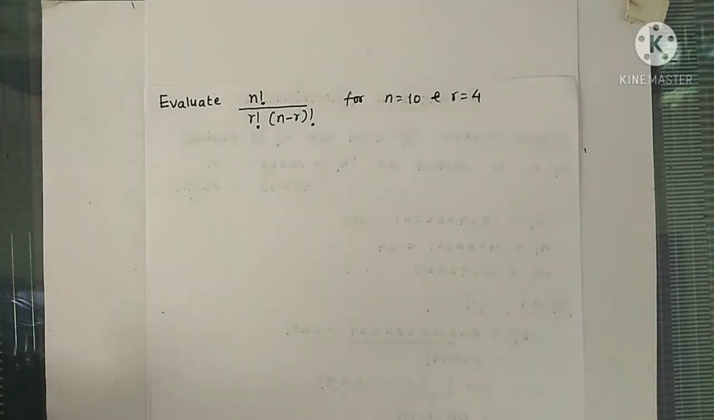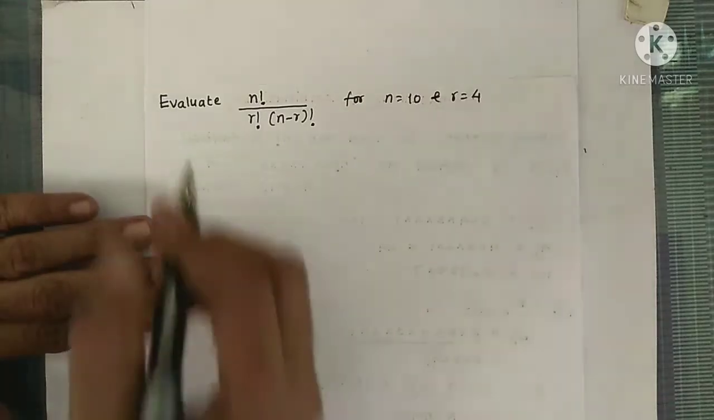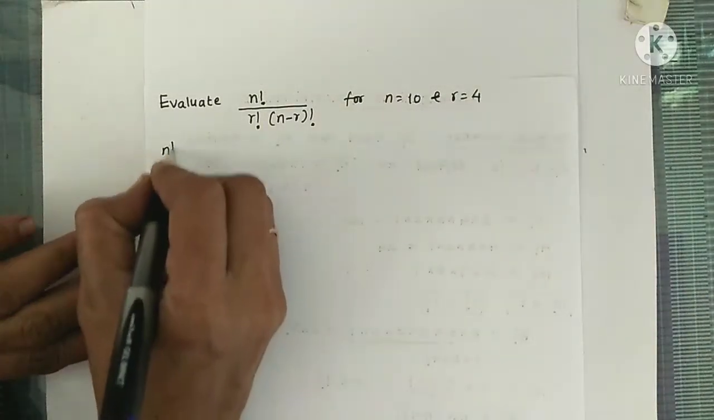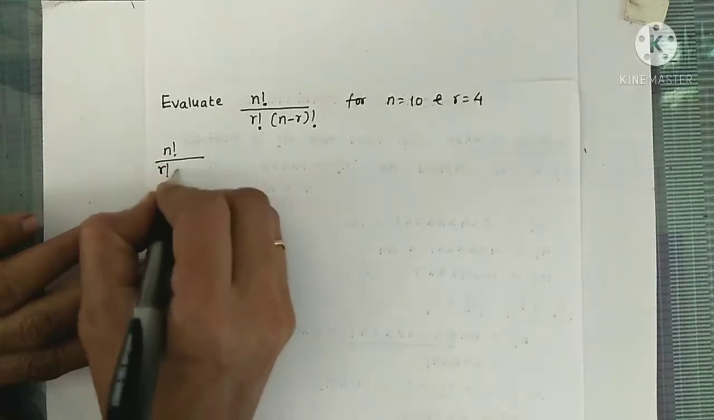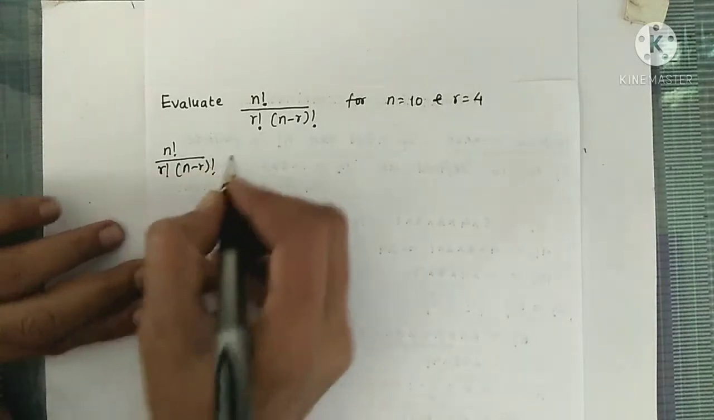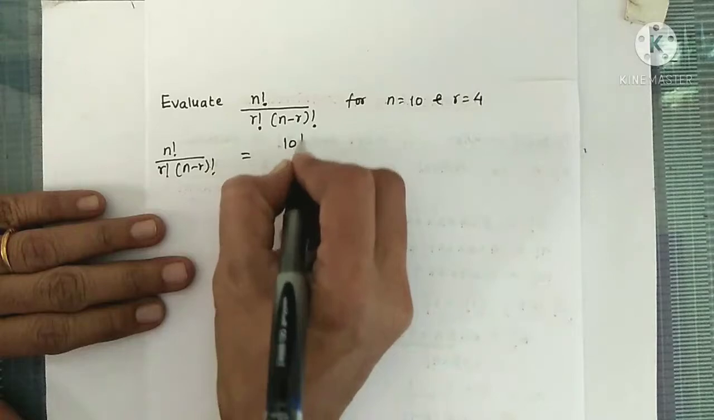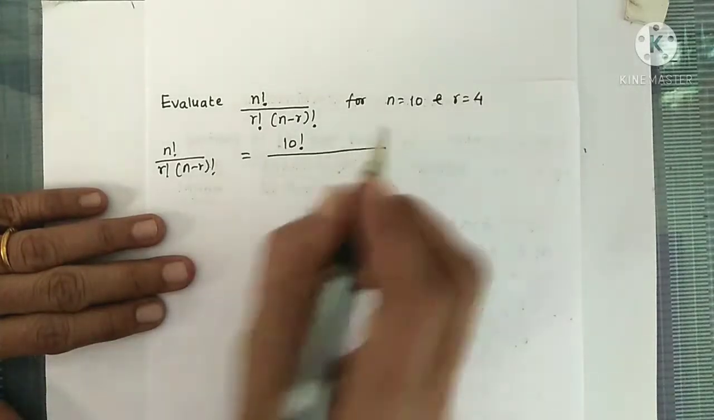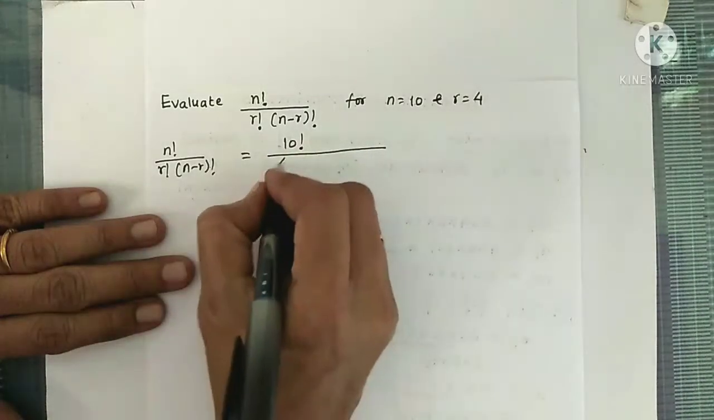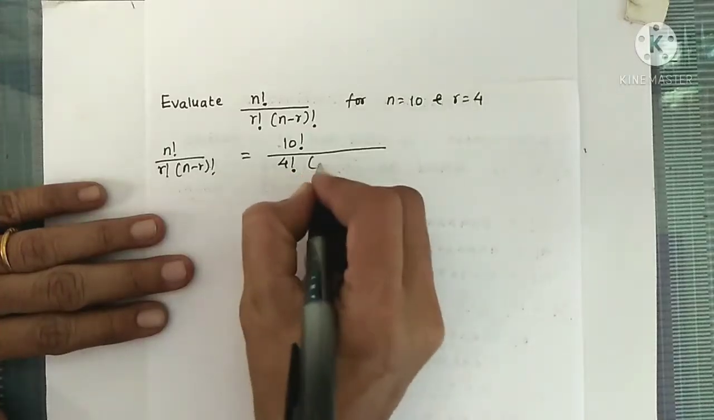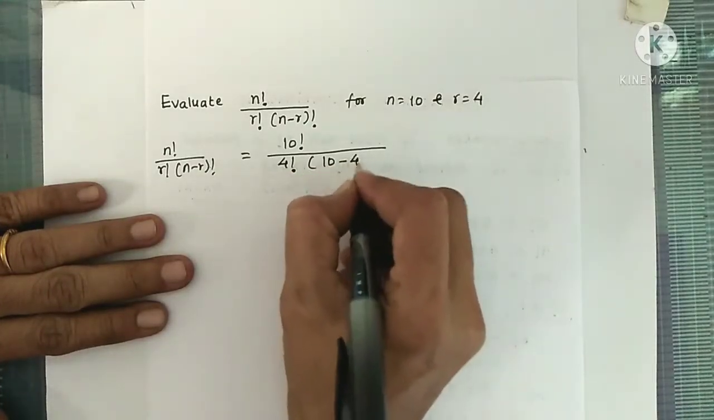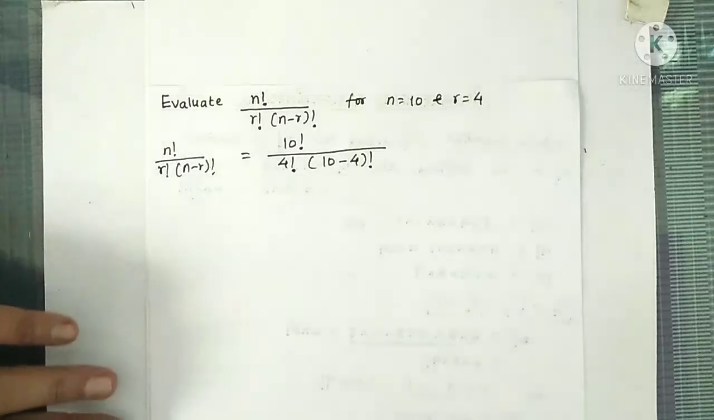So for this question we have to evaluate n factorial divided by r factorial into n minus r factorial. Values of n and r are given, respectively 10 and 4. So let's find this. N factorial, r factorial, n minus r factorial. So n is 10. Substituting here we get 10 factorial. Then r factorial, that is 4 factorial. N minus r, that is 10 minus 4 factorial.